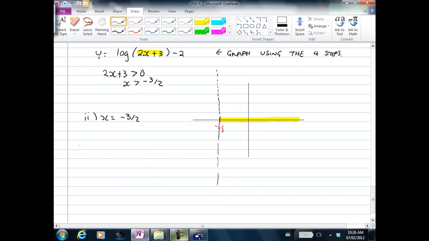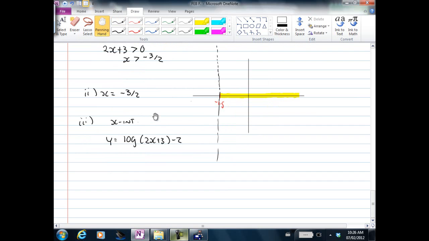3. This is where the hard part kicks in. Your intercepts. I'm going to start with the x-intercepts. My equation is y equals log of 2x plus 3, minus 2. I'm going to let y be 0. And it's just a simple game of solving now. 0 equals log of 2x plus 3, minus 2. 2 equals log of 2x plus 3. 10 to the power 2.